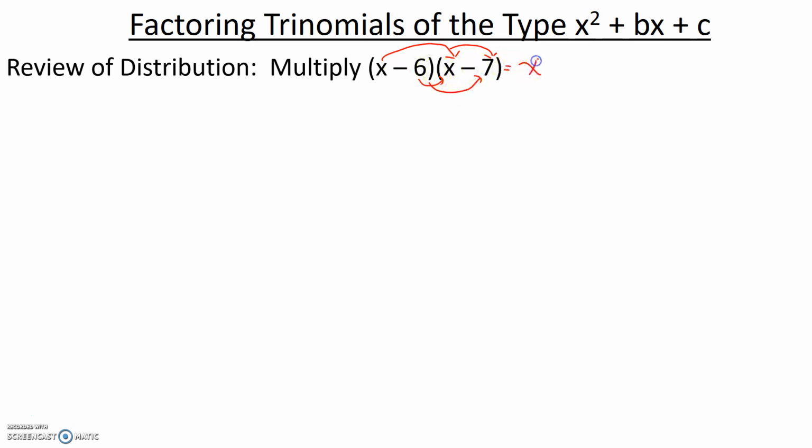X times x is x squared. X times negative 7 is negative 7x. Negative 6 times x is negative 6x. Negative 6 times negative 7 is positive 42. Then we need to combine the two middle terms. So we have x squared, negative 7x and negative 6x, that's negative 13x plus 42.